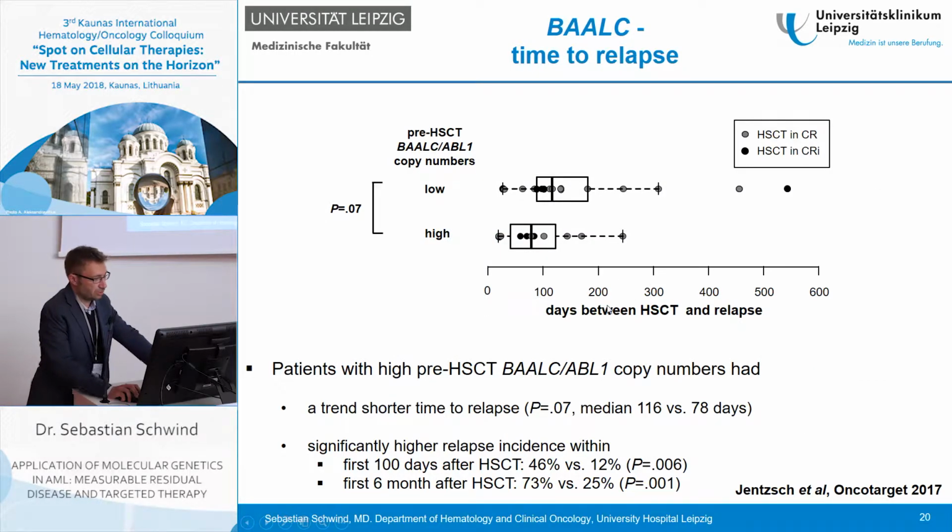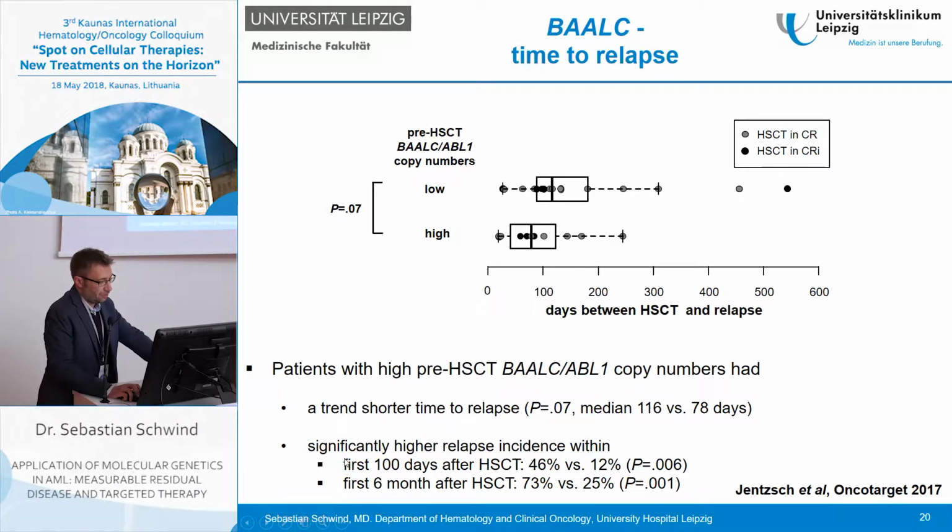What we also looked at was whether those patients that have higher expression at transplantation would not only relapse, but relapse faster. And we could see that by trend, they actually relapse faster. So those with a high expression of BALC in peripheral blood at time point of transplantation relapsed by trend only, so that it didn't reach statistical significance compared to those with low expression of BALC.